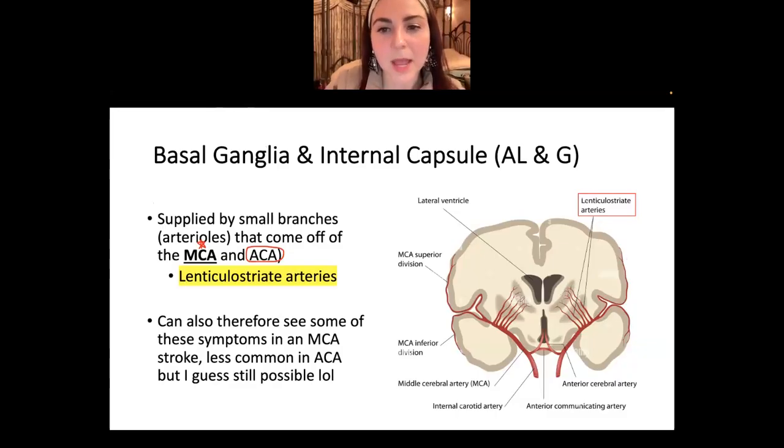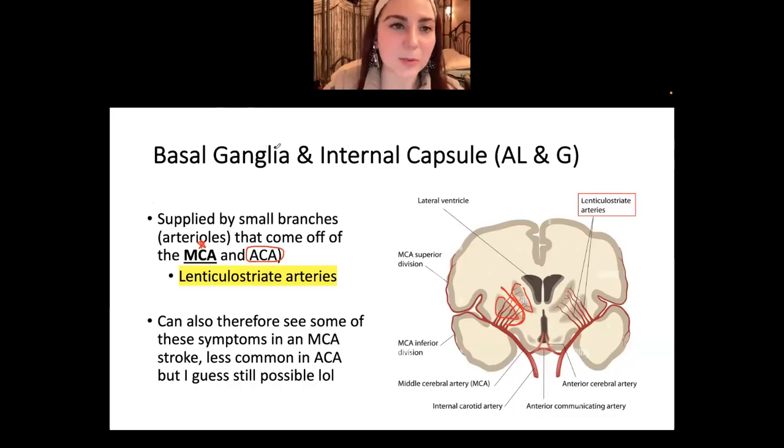So we did talk a little bit about caudate nucleus, putamen last time, and the internal capsule. But if you don't remember, that's these structures here. So here's one here. Here's another basal ganglia structure. And then the internal capsule runs between the two. It kind of looks like that.